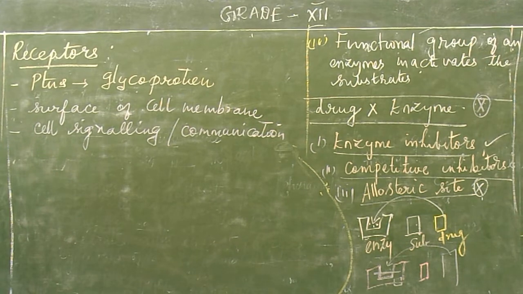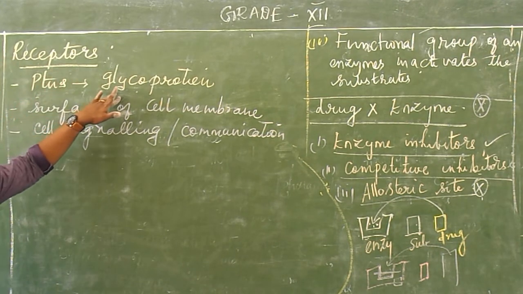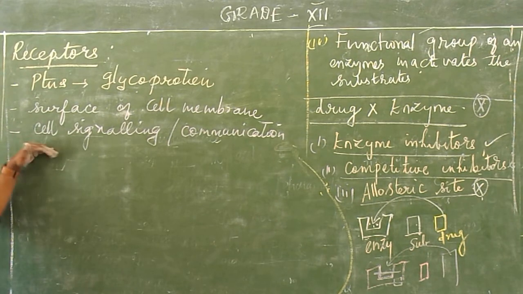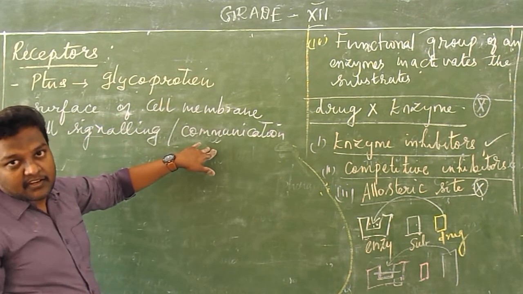Can you understand? Compare that with enzymes. What we studied, enzymes are made up of general protein. The enzymes are present inside the living organism. And what is the main function of the enzymes? The enzymes act as biocatalysts. Here, what is the function of receptors? They help in cell signaling and in the communication process.